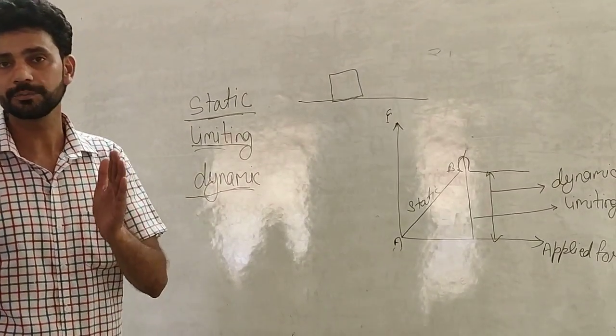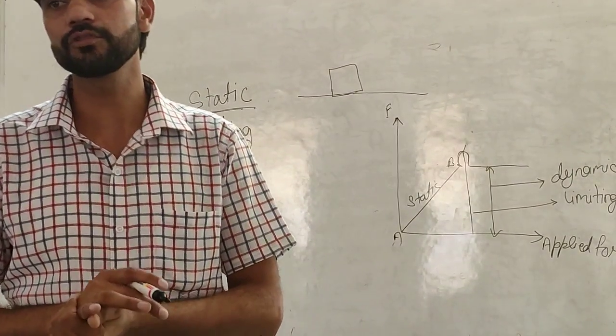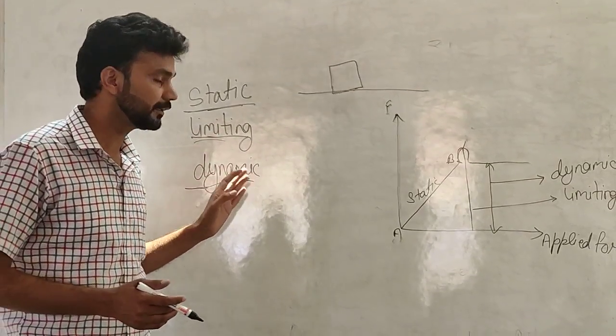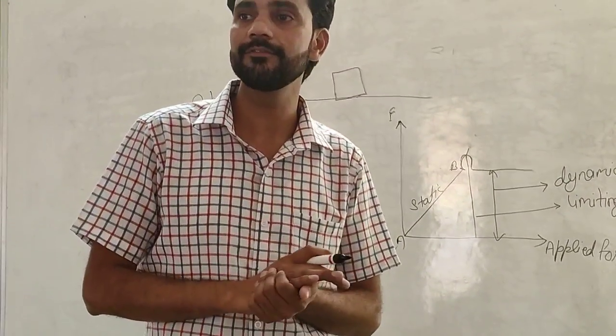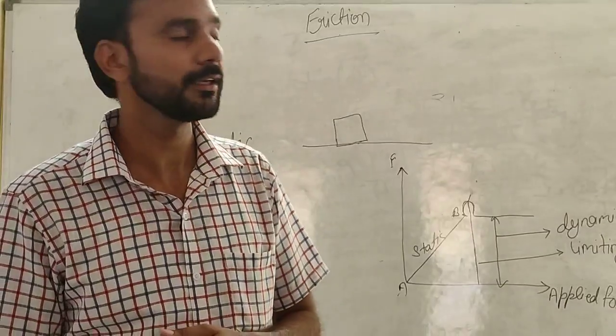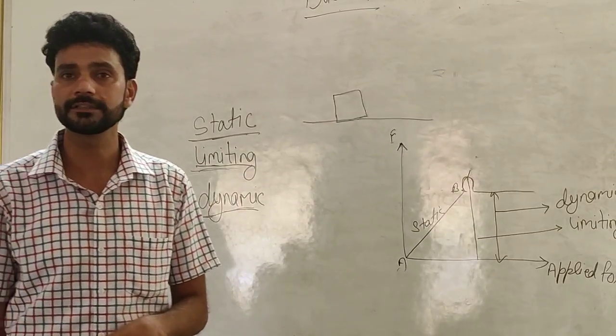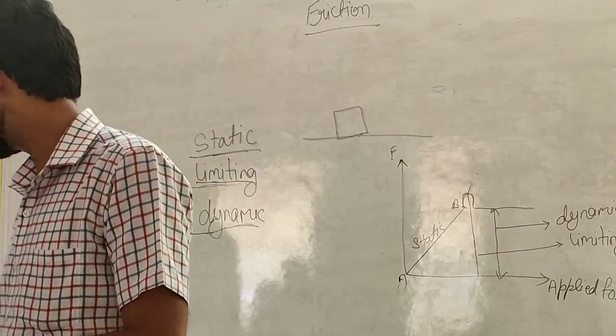Limiting friction, when the object is just starting before sliding, that friction is known as limiting friction. And dynamic friction is a frictional force which is exerted when the object slides on another object. Now we will discuss the conditions on which the limiting friction depends.